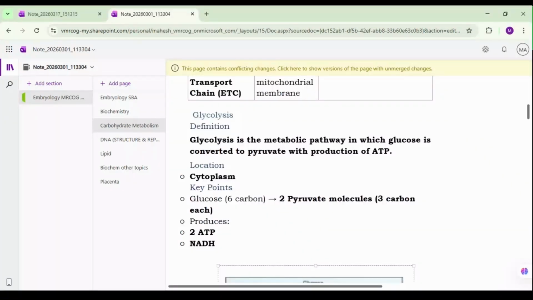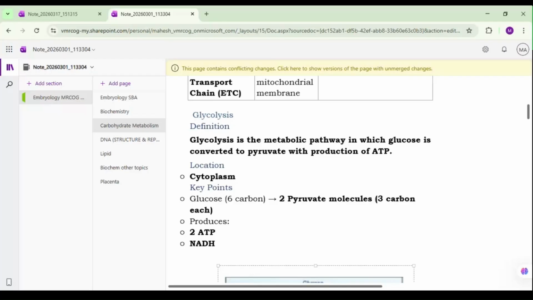We will discuss glycolysis. It is the metabolic pathway in which glucose is converted to pyruvate, or pyruvic acid, with the production of ATP. Now they ask you in the SBA, what is the location of this particular process? Where exactly does this happen? They can ask this for the Krebs cycle, they can ask for glycolysis or various others. So always remember the location. Whenever the location comes, you have to remember it from the SBA point of view. So the glycolysis location is cytoplasm.